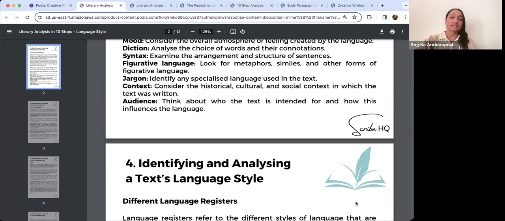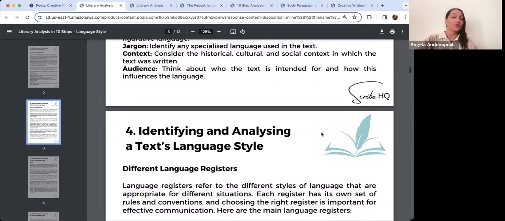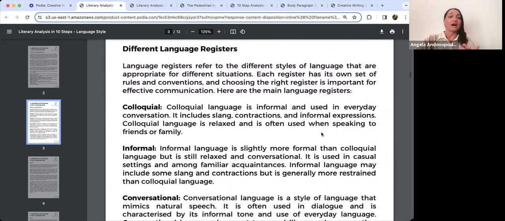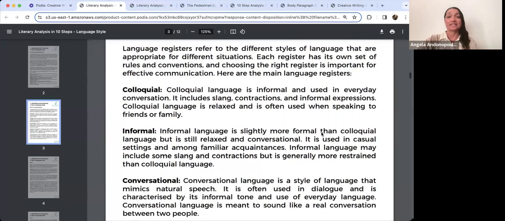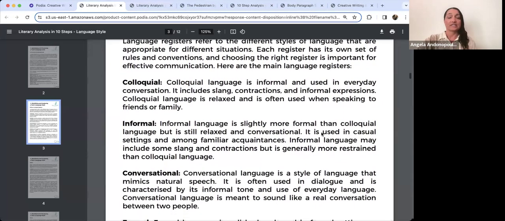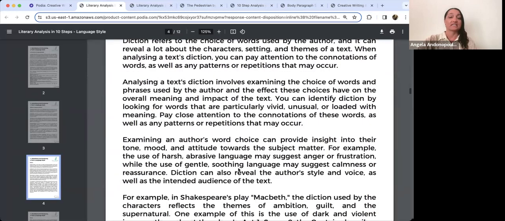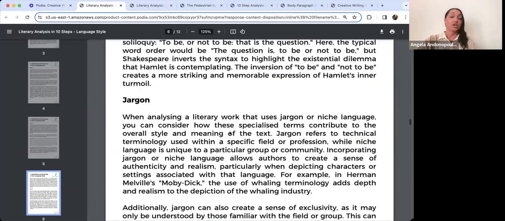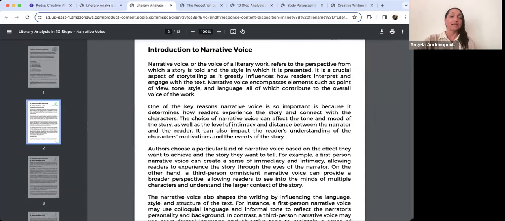So if you haven't read this, this is in last week's reading. This is step 4 in the literary analysis in 10 steps. Feel free to go back through this, and it breaks down all of the different aspects of the language style that you can look for in a text. I've just pointed out the ones that are going to be most relevant to the text today, though. But yeah, feel free to read this. Go back if you haven't. Diction, register, all of those things that we can look for, syntax, sentence structure. So yeah, go back if you need to, but let's move into narrative voice.